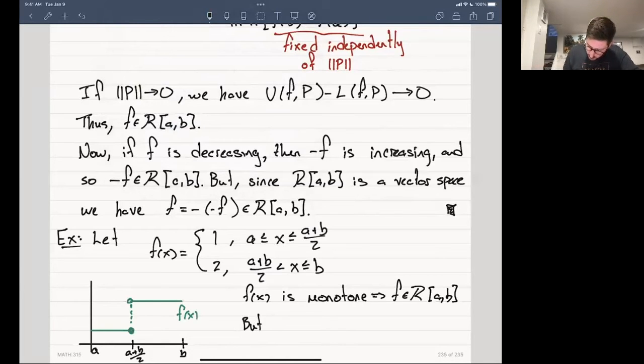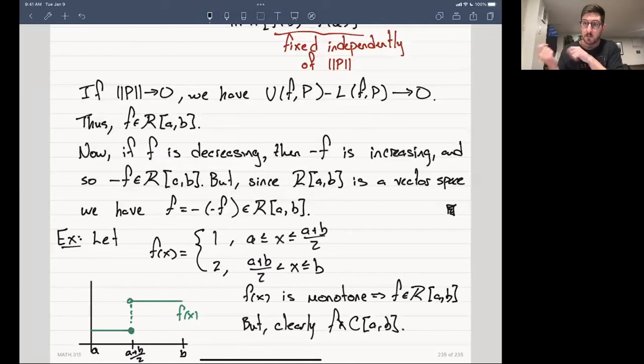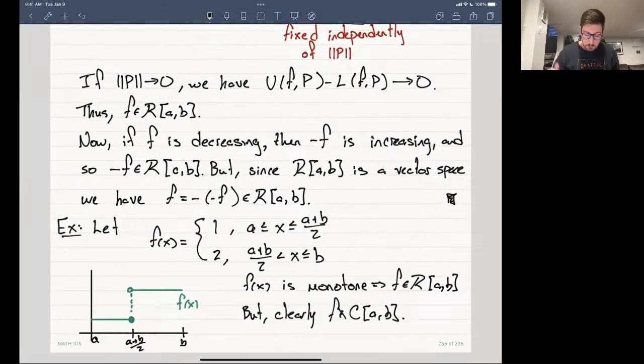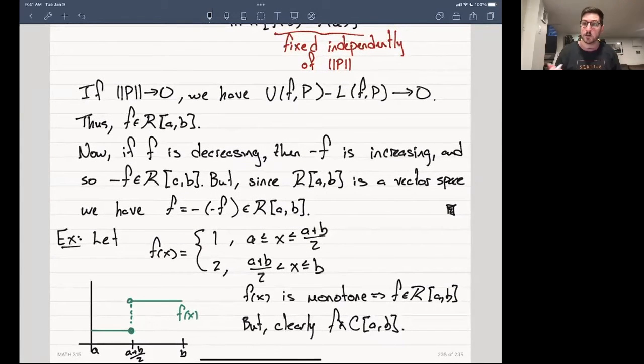But clearly, f is not a continuous function. So what that shows us is that if you are a continuous function, you have to be Riemann integrable. But if you're Riemann integrable, you don't have to be continuous. There are discontinuous functions that are still Riemann integrable. And I gave you one explicitly. I built one for you that is Riemann integrable using this theorem that we just proved, but this thing is not a continuous function.